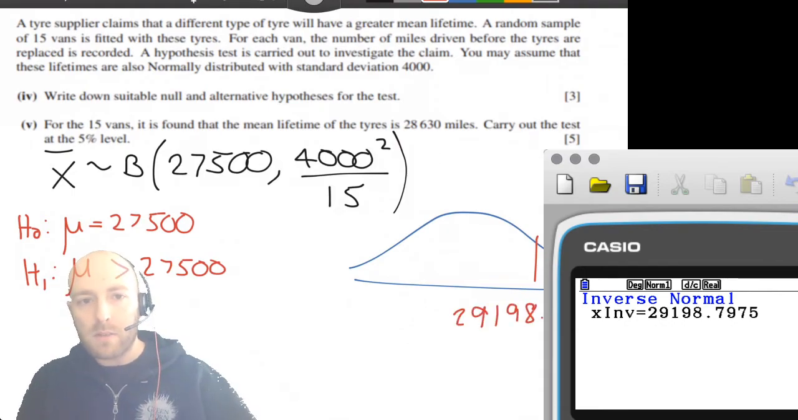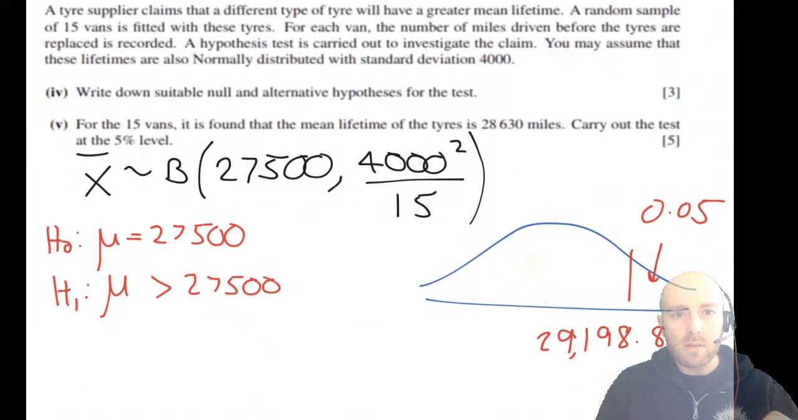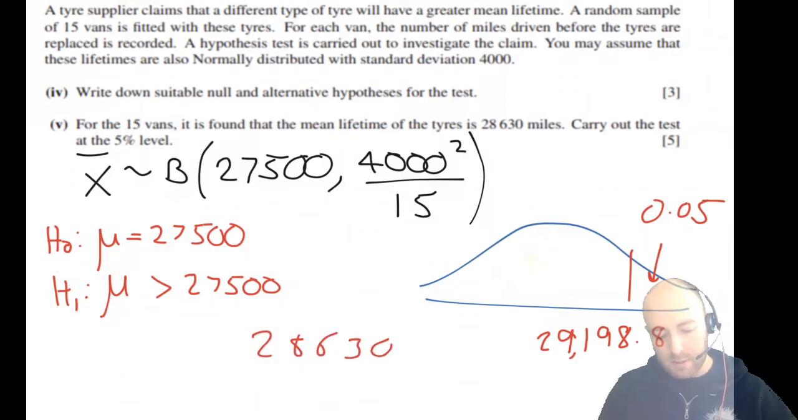So 29,198 miles. How many miles did we do on our new tires? 28,630. Ooh. So that is not critical. That is less than the critical region. Therefore, not critical.